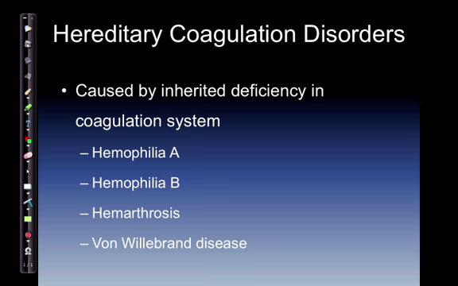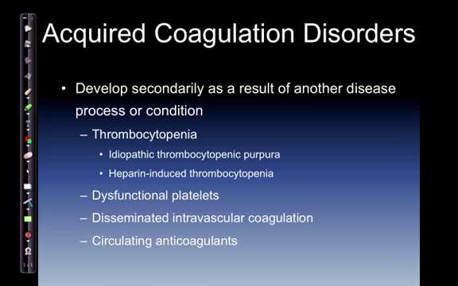And then we have von Willebrand's disease, a hereditary coagulation disorder that results in the lack of the von Willebrand factor in the inner lining of the blood vessels. And the von Willebrand factor is important in platelet adhesion, so it assists and facilitates platelet adhesion. And those are kind of like the emergency patches of the coagulation system.